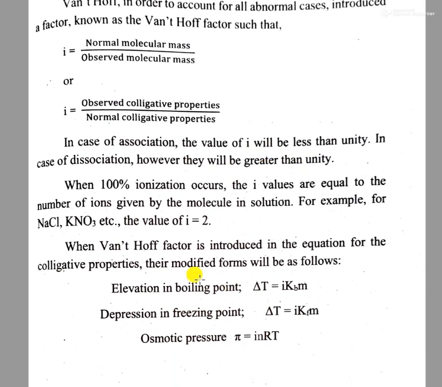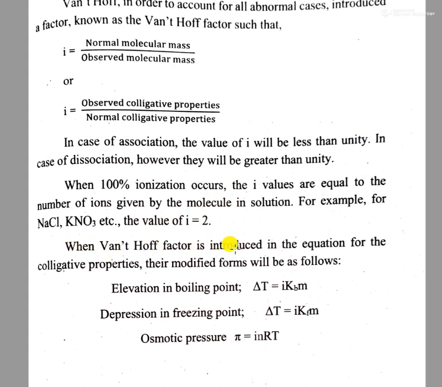When 100% ionization occurs, the value of i is equal to the number of ions given by the molecule in solution. For example, in the case of NaCl, KNO3, etc. All these are strong electrolytes, therefore they will ionize to 100%. In such a case, the value of i is equal to the number of ions given by the molecule, that is, NaCl will give 2 ions, Na+ and Cl-. Therefore, the value will be 2 itself.